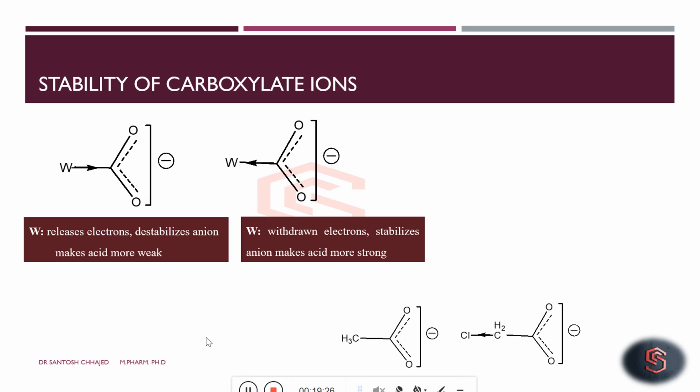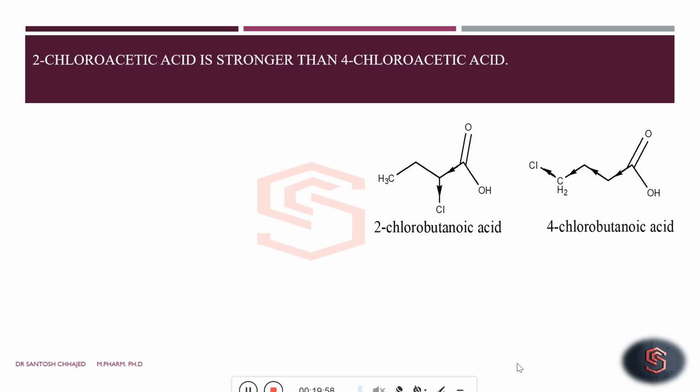Whereas if an electron releasing group becomes attached to carboxylate ion, say for example methyl group or any other suitable alkyl group, it will release electron on the carboxylate ion. It will destabilize the carboxylate ion by intensification of negative charge. So in general, when electron withdrawing groups are attached to carboxylate ion, it will stabilize carboxylate ion and that particular acid will become a strong acid, it will form fast.